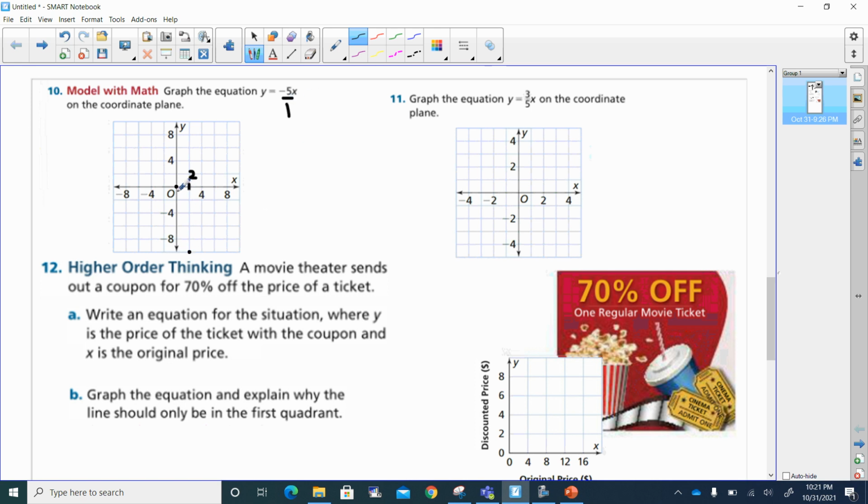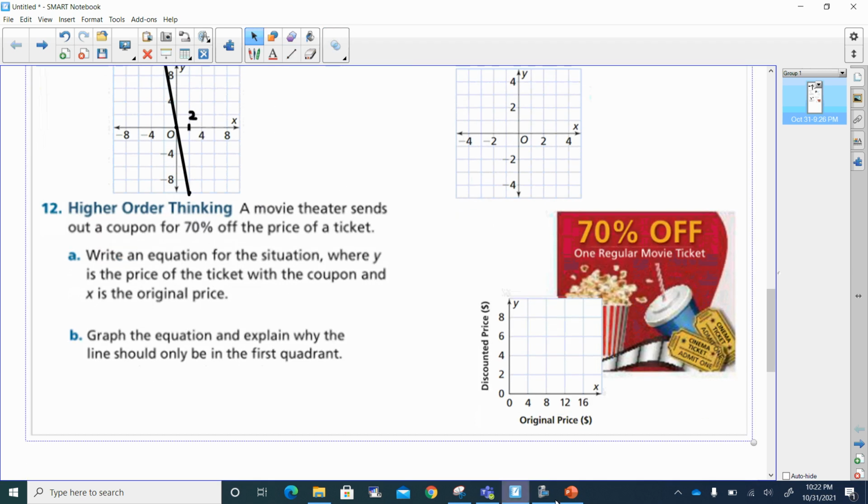So I'd have a line going from here to here and also from here to here. Let's see, my line would look like this. All right.